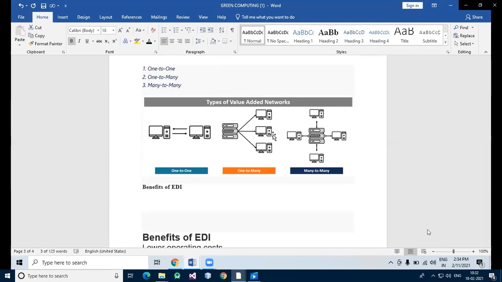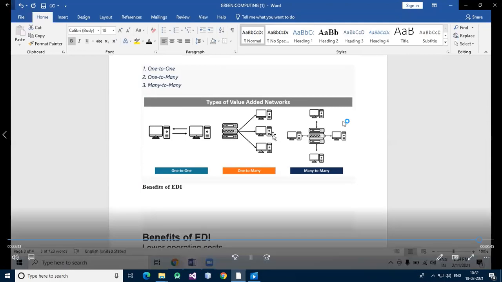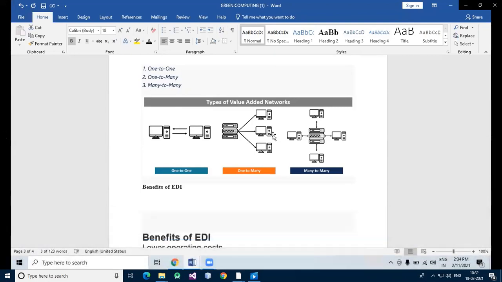So this is about the VAN, that is nothing but the value added network. With the help of a value added network, businesses can connect to each other. In one-to-one, one business is connected to another business, sharing and exchanging information between them. Then one-to-many, one business can connect to many businesses, like a retailer. Then many-to-many, many businesses are connected to other businesses. So this is about the VAN.